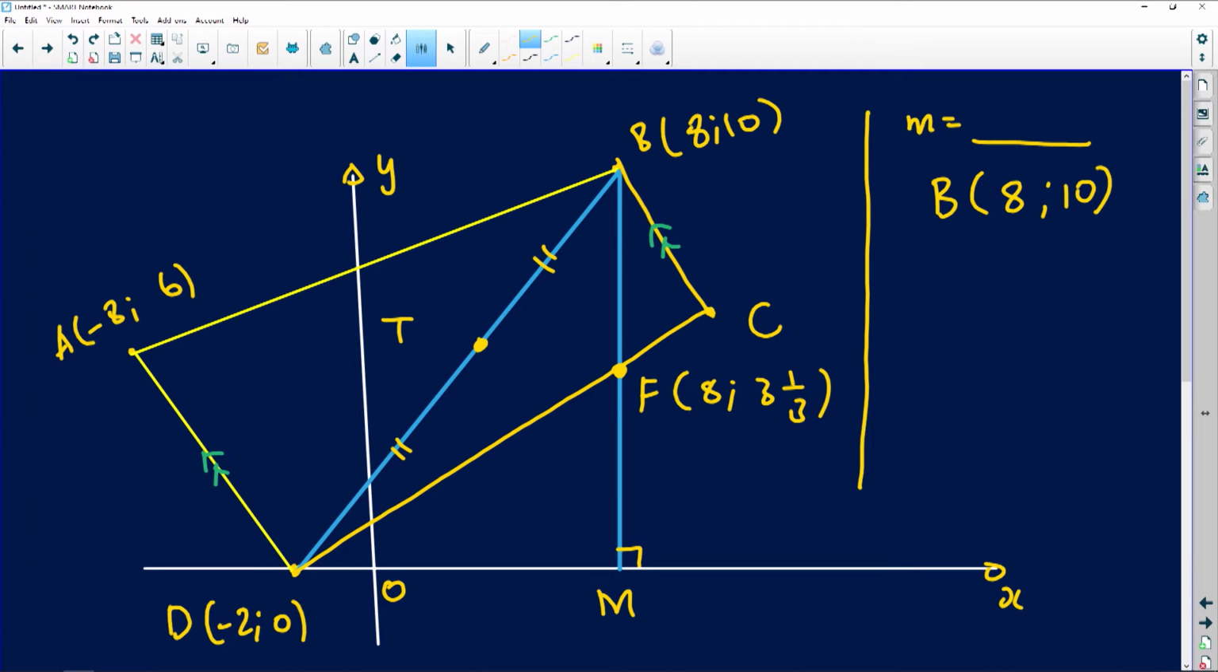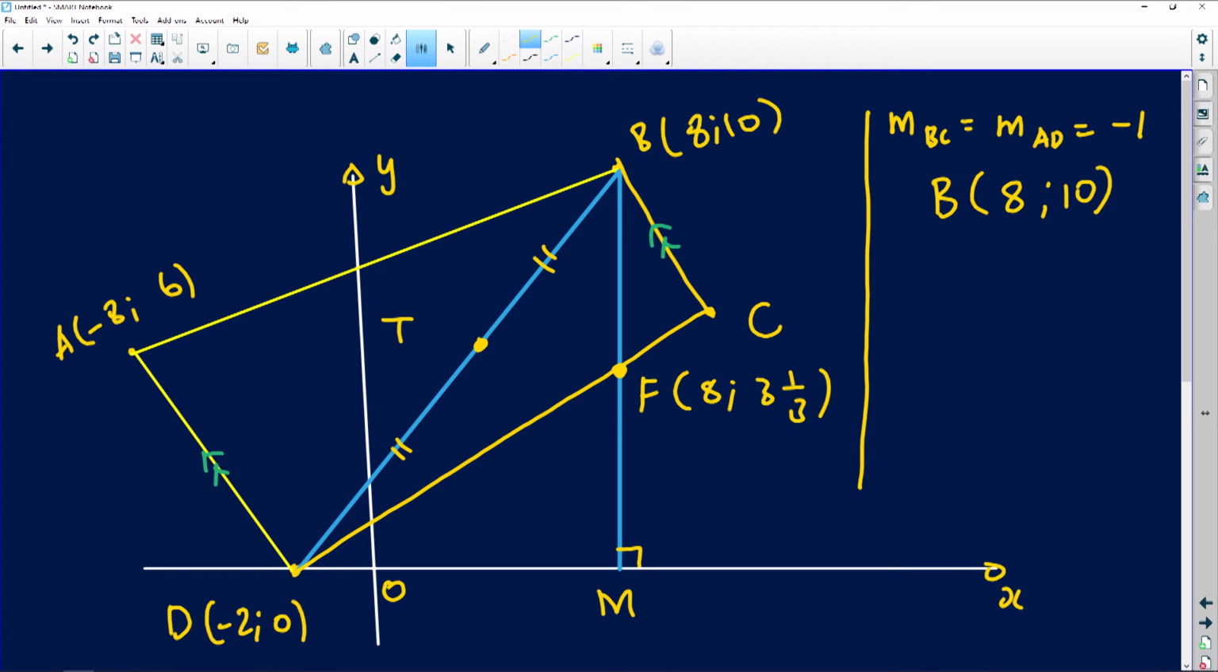However, we were told that the line BC is parallel to the line AD. So I'm going to argue and say the gradient of BC that we are looking for is going to be the same as the gradient we just calculated, because those lines are parallel to each other. So the gradient of BC is the same as the gradient of AD. It's also going to be -1. Why? It is because those lines are parallel to each other.